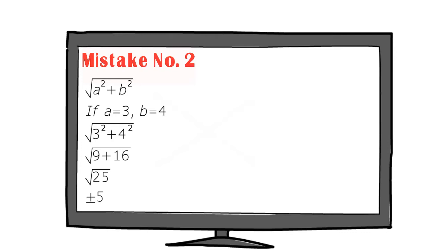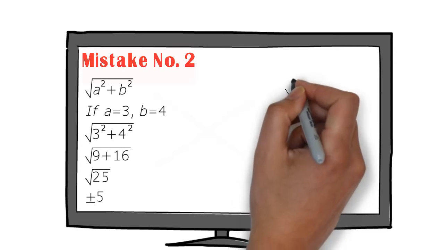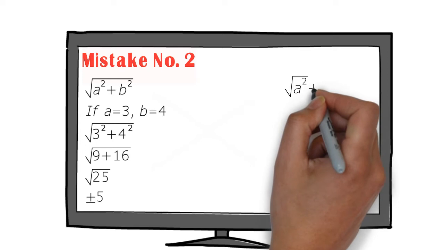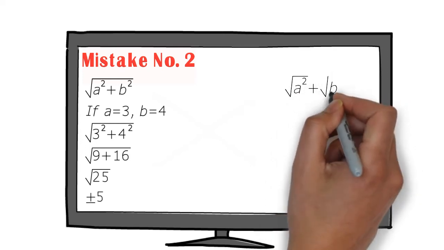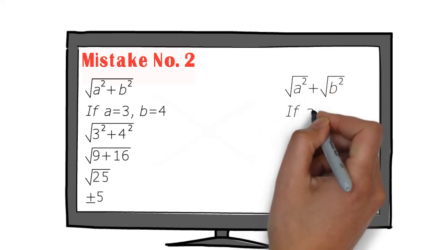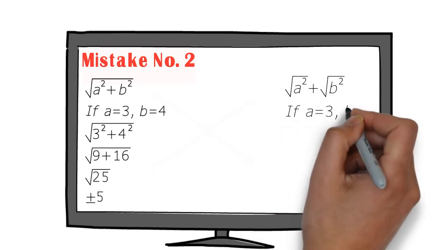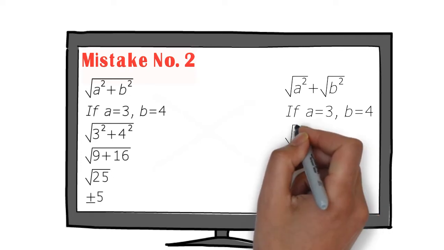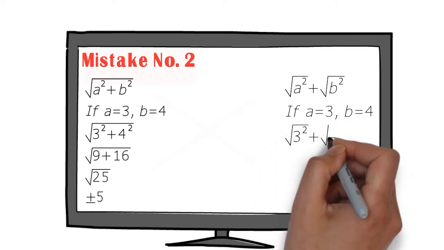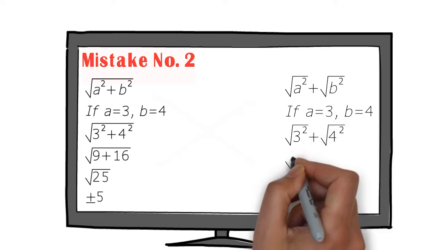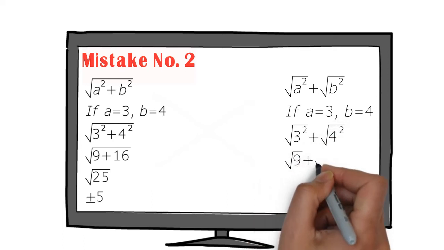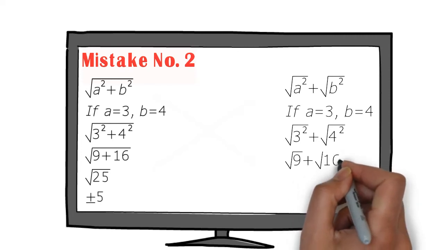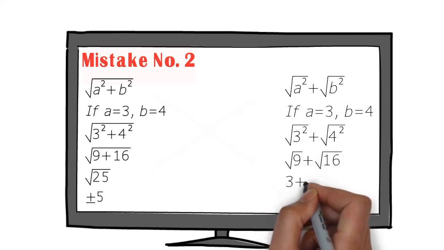In the same vein, let's now see whether the other expression students assume is the equivalent of root of a square plus b square. So using the same substitution, a equals 3 and b equals 4, this should be square root of 3 square plus square root of 4 square. And that would be square root of 9 plus square root of 16. That gives us 3 plus 4, which gives 7.